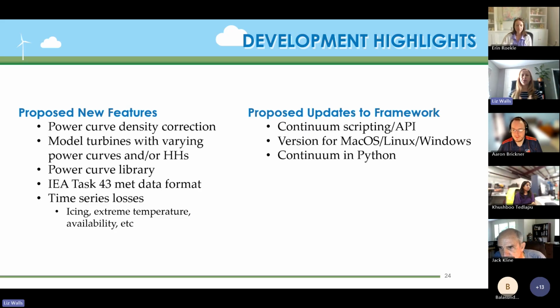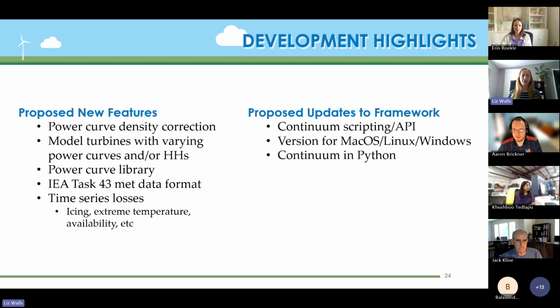So the first one, power curve density correction. This has come up with a few users. You may have noticed in Continuum, you can specify the air density, but it has no impact on the power curve. It would be too difficult for us to incorporate a power curve adjustment based on the air density that you enter. So that's the first proposed feature.